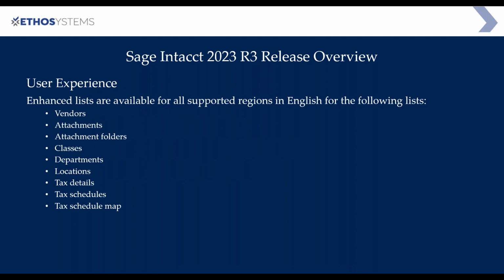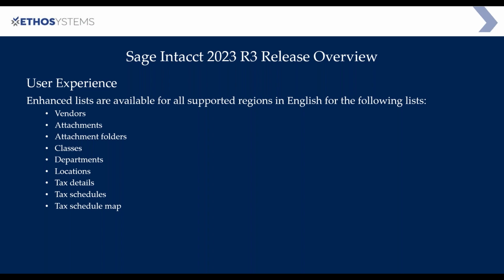All right, some enhancements that have been done to the user experience. There are now enhanced lists for the following areas of the software: vendors, attachments and attachment folders, classes, departments, locations, and the various sales tax areas of the software.